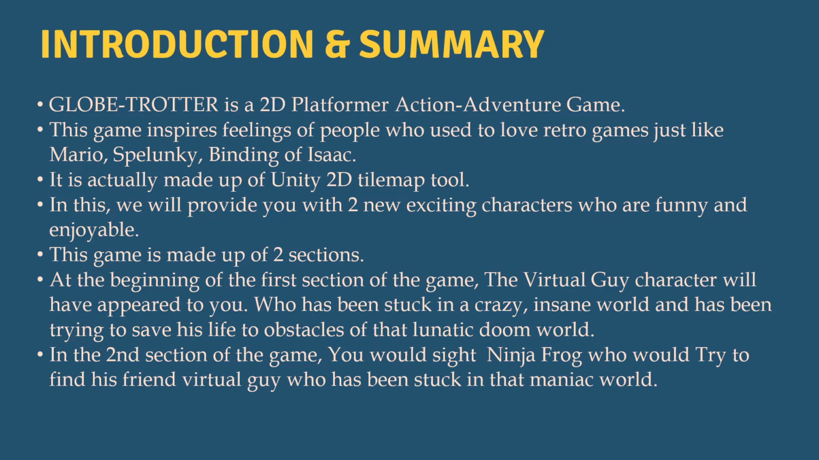This game is made up of two sections. At the beginning of the first section, the Virtual Guy character will appear to you, who has been stuck in a crazy, insane world and is trying to save his life through the obstacles of the lunatic doom world. In the second section of the game, you would see Ninja Frog, who would try to find his friend, Virtual Guy, who has been stuck in the maniac world.